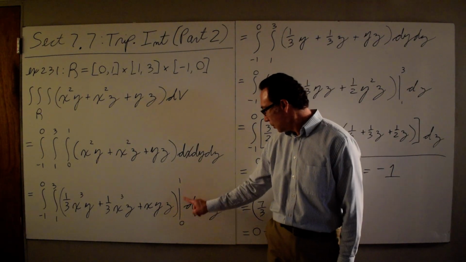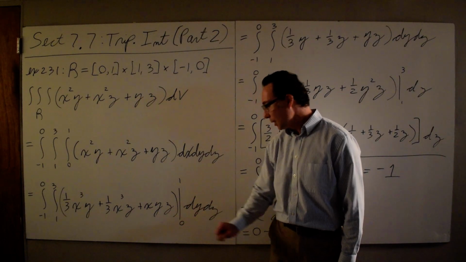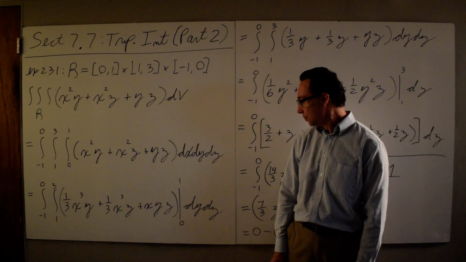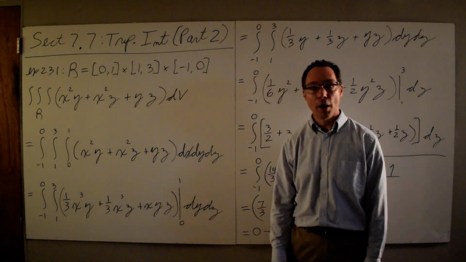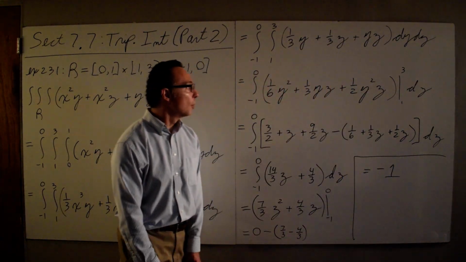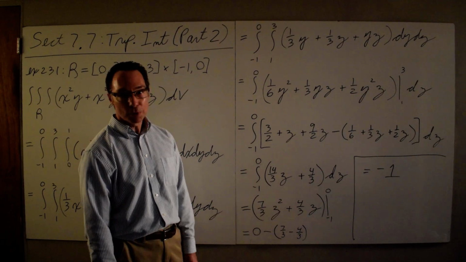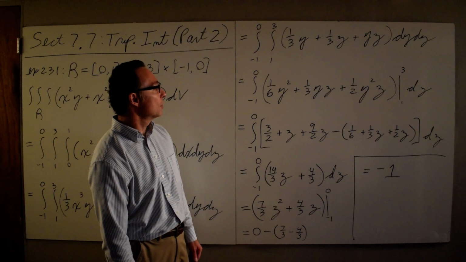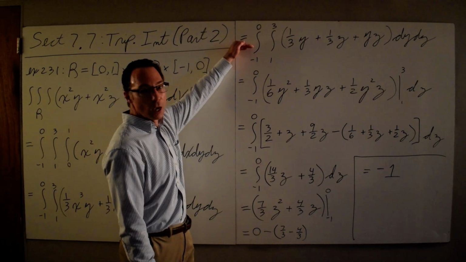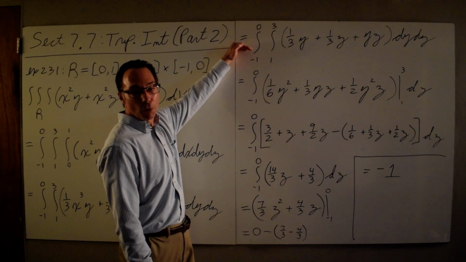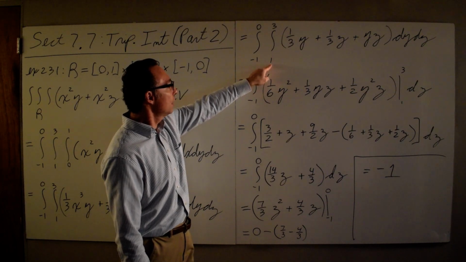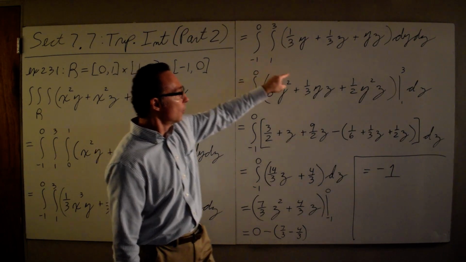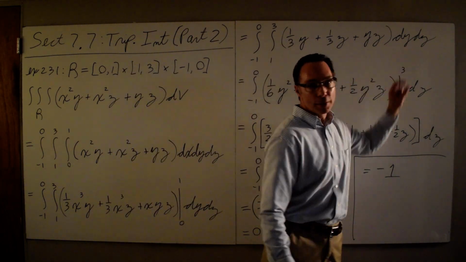We'll substitute 1, we'll substitute 0, we'll subtract. When we do that, now all the x's are gone, and now we have an integral in terms of y and z. So we substituted 1, we substituted 0, we subtracted, and now we have this double integral. This is simply a problem from the previous sections. So now we have our y interval and our z interval, integrate with respect to y, then z.